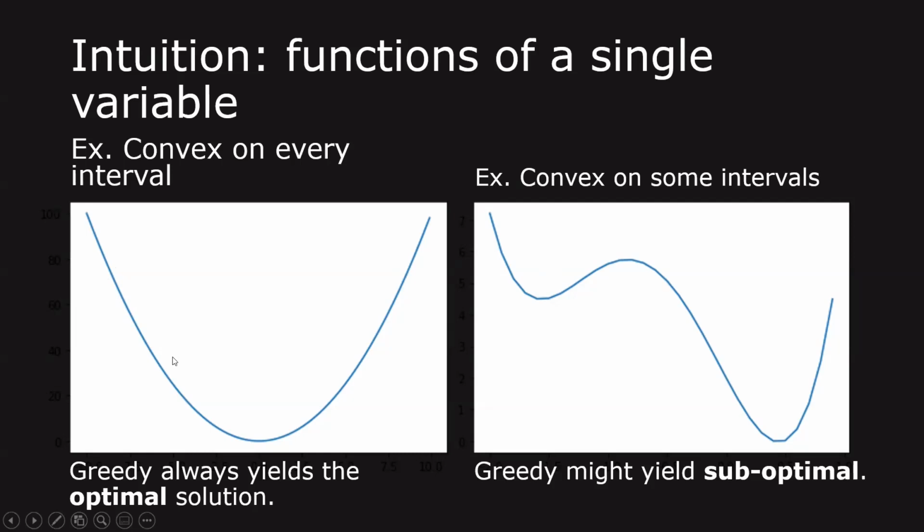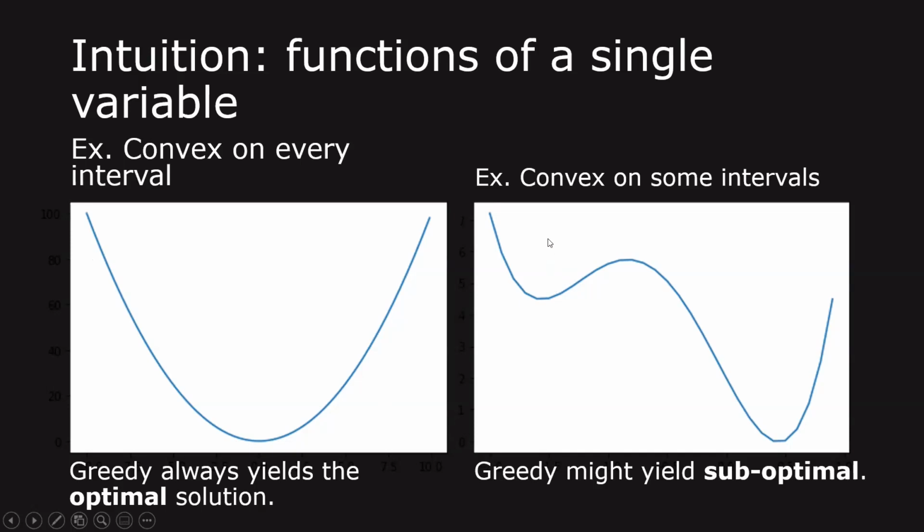Now, with the case of the left function, locally optimal decisions in the sense of going downhill, you can think of it that way, or using the idea of gradient descent. So looking at the gradient of the function and going against it will always yield the optimal solution. In other words, we can take a locally optimal decision, and that will lead to a globally optimal solution.